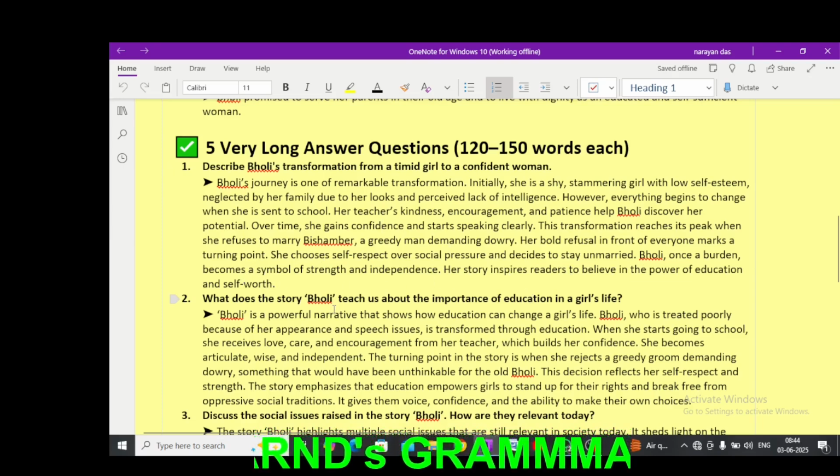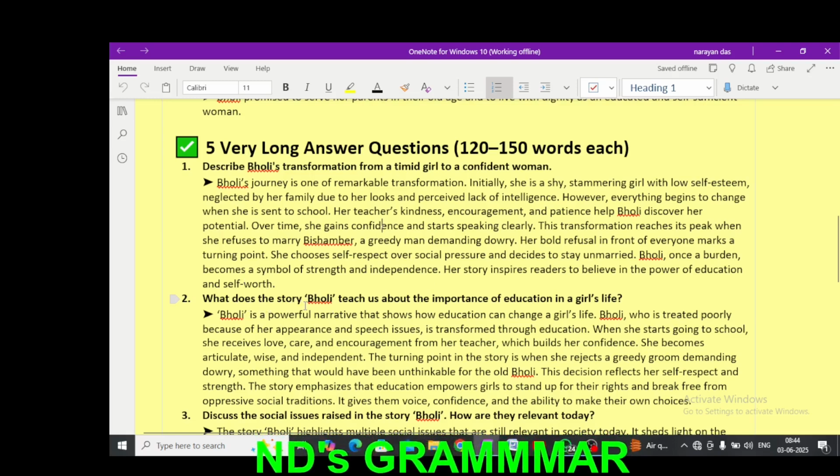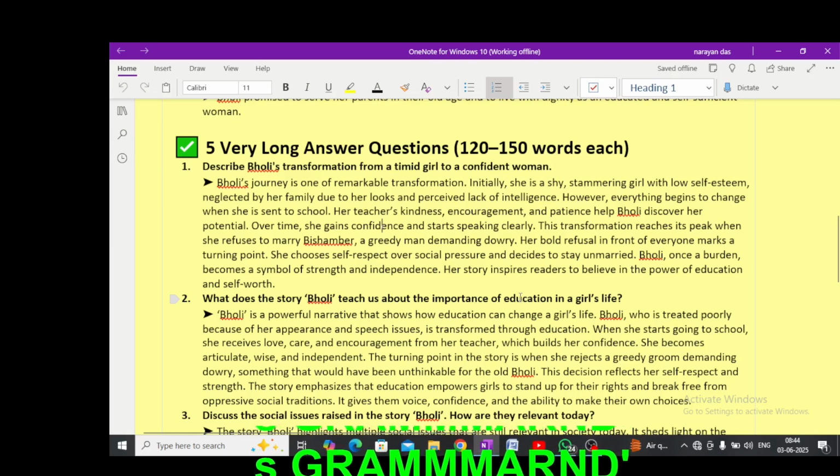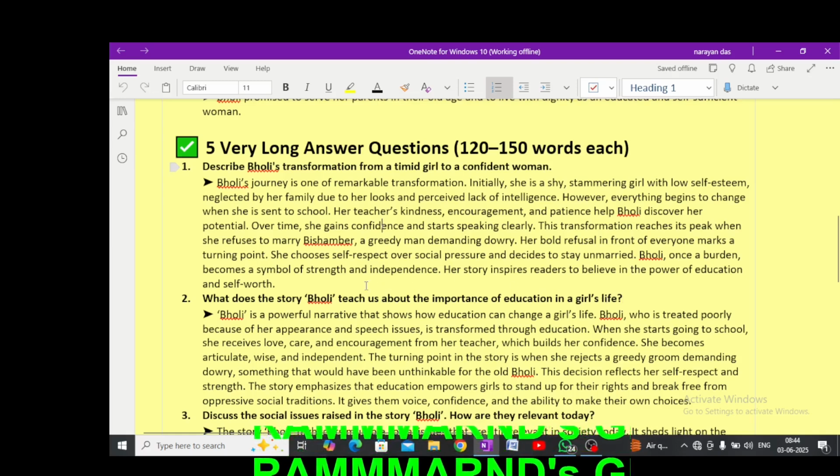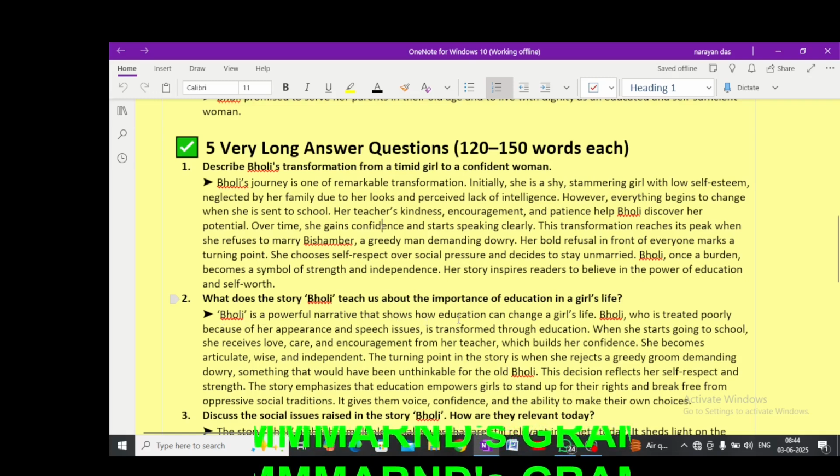Question number 2. What does the story Bholi teach us about the importance of education in girls' lives? Very important. Bholi is a powerful narrative that shows how education can change a girl's life.